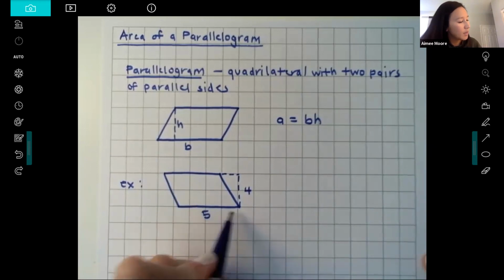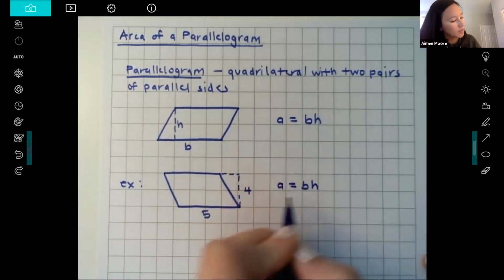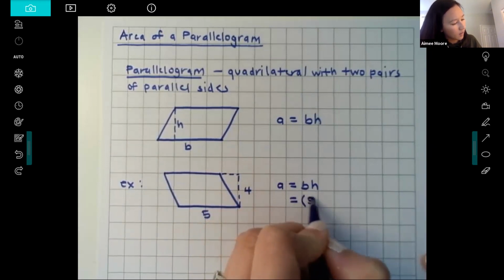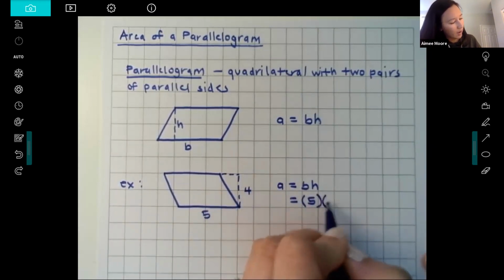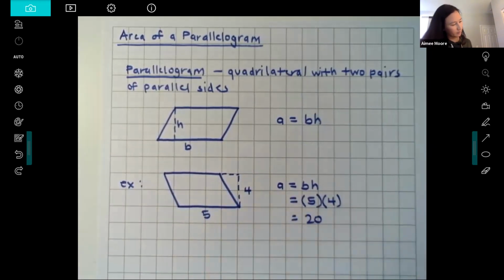So here our base is 5 and our height is 4. So the area equals base times height, which in this case, our base is 5, our height is 4. So the area equals 5 times 4, which is 20. So this one you don't have to split or anything, you just multiply it. That's right. There's just multiplying.